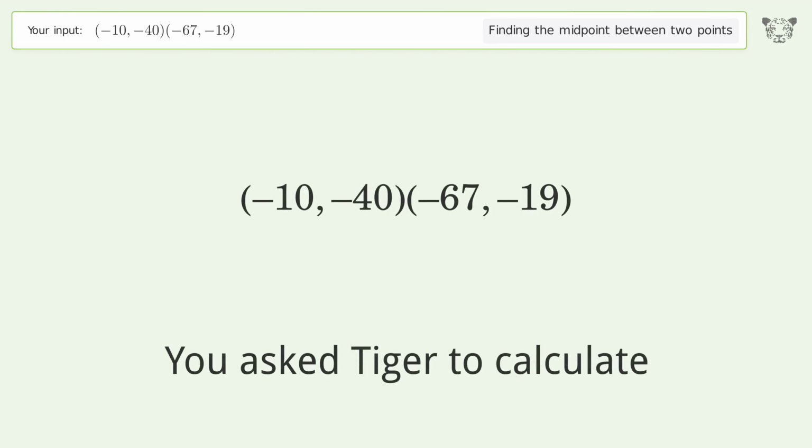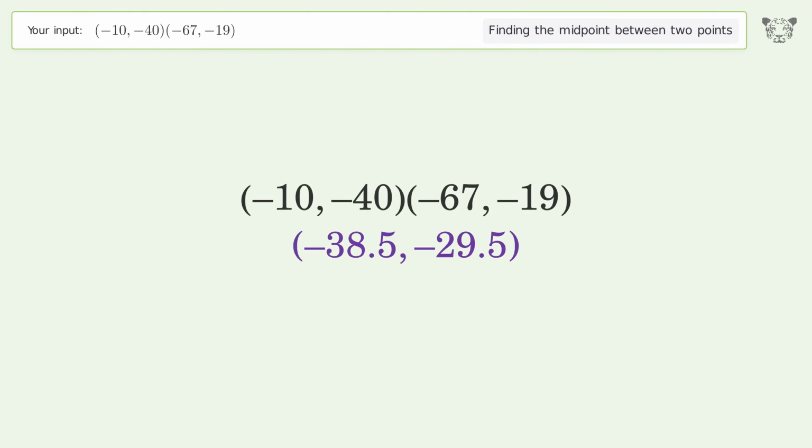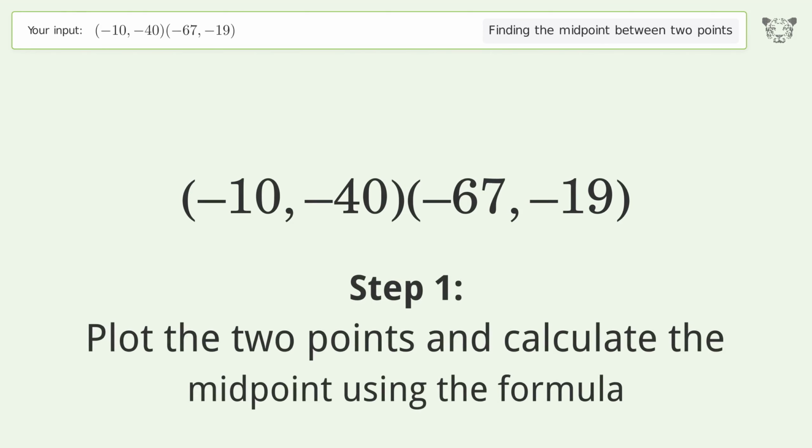You ask Tiger to calculate. This deals with finding the midpoint between 2 points. The midpoint between the 2 points is -38.5, -29.5. Let's solve it step by step. Plot the 2 points and calculate the midpoint using the formula.